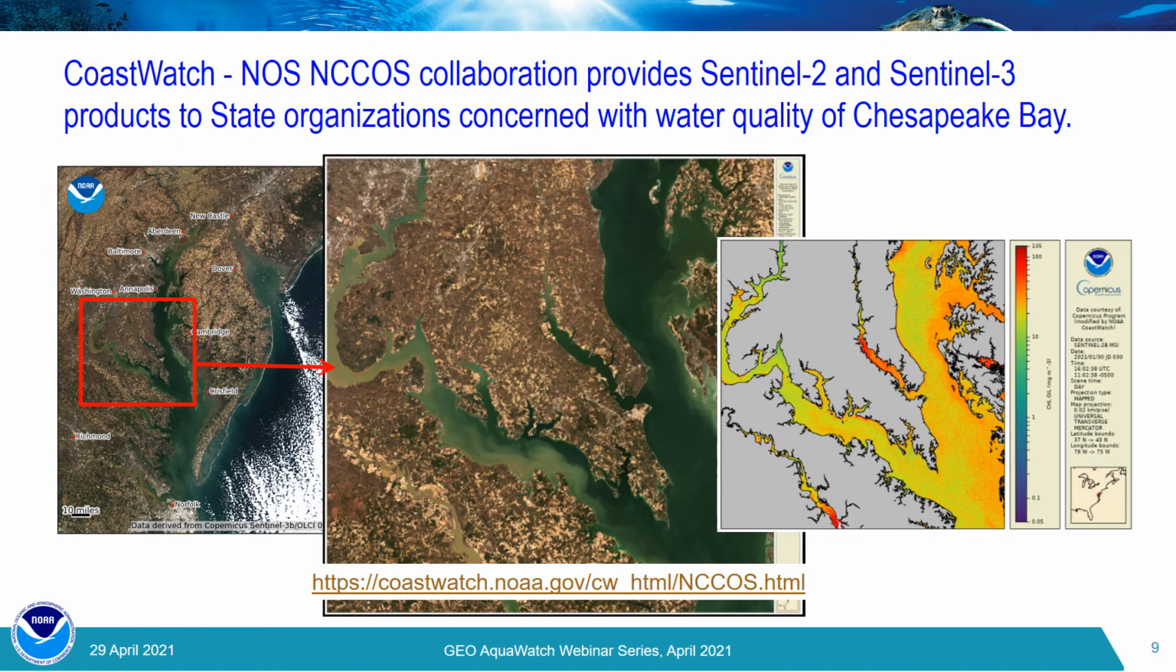In partnership with NOAA's National Centers for Coastal Ocean Science, CoastWatch helps to get satellite observations to state and private organizations concerned with managing water quality of their respective regions. Here we're focused on the Chesapeake Bay and various stakeholders there. Data inputs are courtesy of Copernicus. Imagery and maximum chlorophyll index is mapped from Sentinel-2, and Sentinel-3 OLCI products include true color, chlorophyll, and fluorescence.